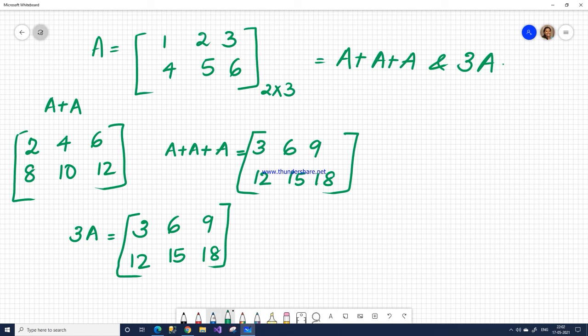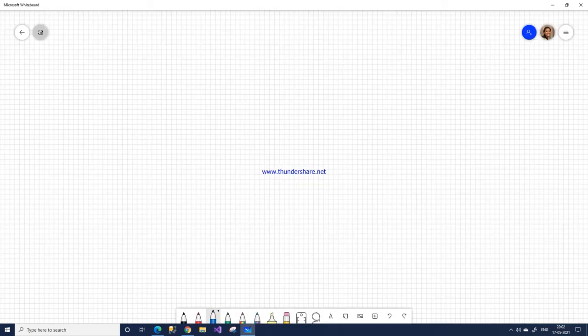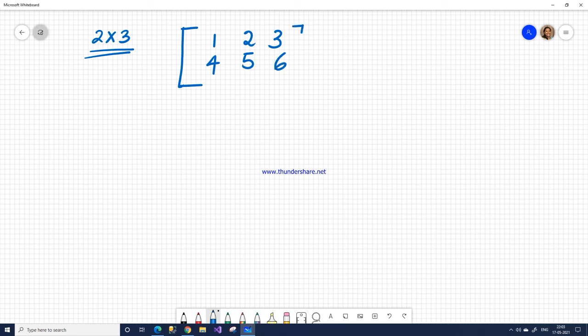So in this lecture, we learned about matrices and different types of matrices. Let's write about a matrix. Suppose I want to create a matrix of order 2 by 3. 2 by 3 means it should have 2 rows and 3 columns. So 1, 2, 3, and the next row 4, 5, 6. So this is a matrix of order 2 by 3, which consists of 2 rows and 3 columns.